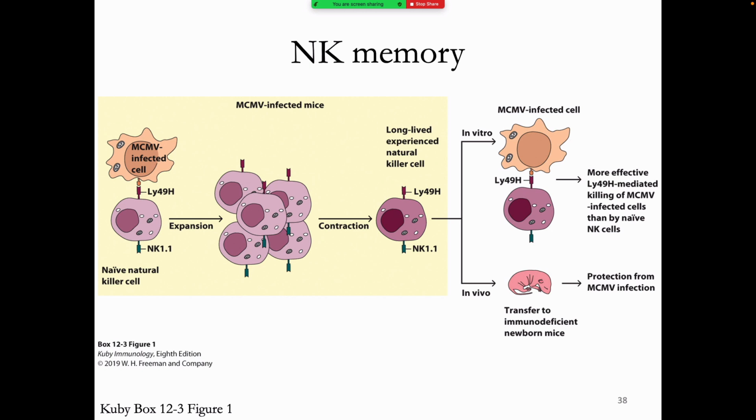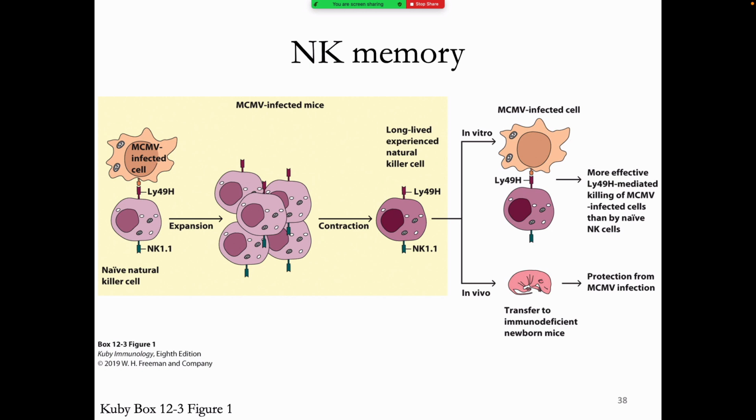So what was seen was that you could see some NK cells that responded to infection with this virus called MCMV, or mouse cytomegalovirus. And you could actually see that after those cells responded to the infection, they went through a clonal expansion process, just like we see in the kinetics of our adaptive response. And then they went through a contraction response.